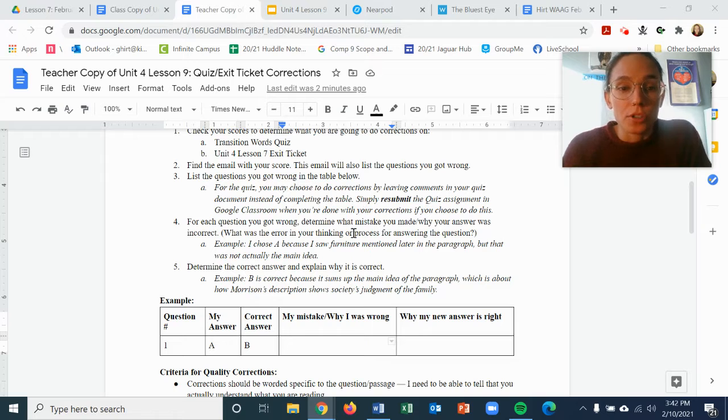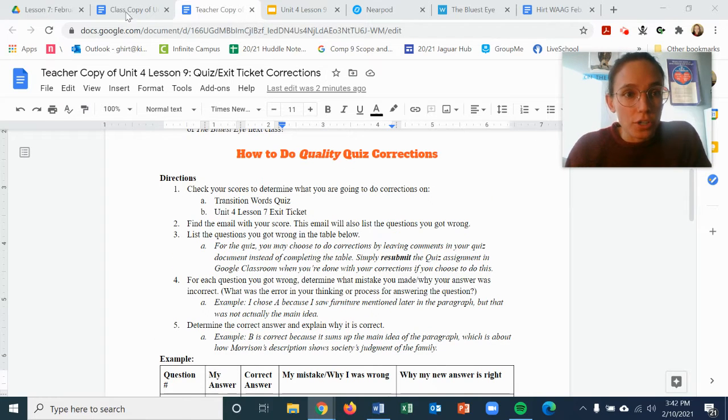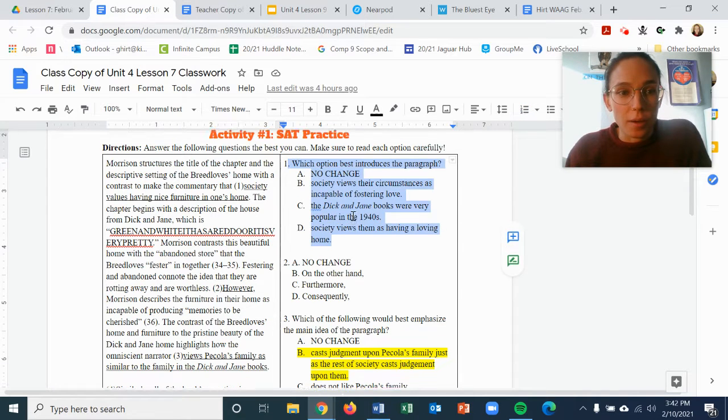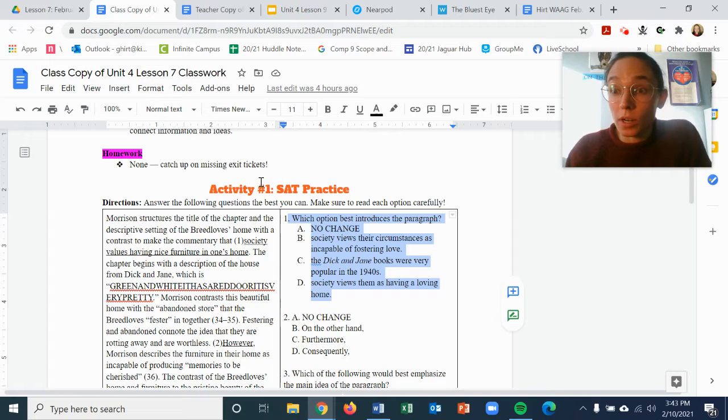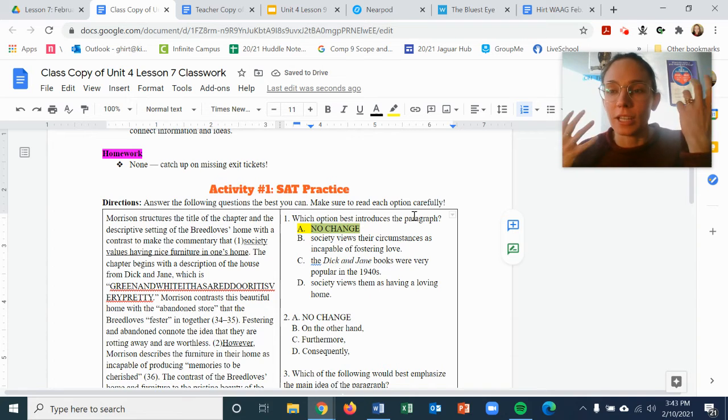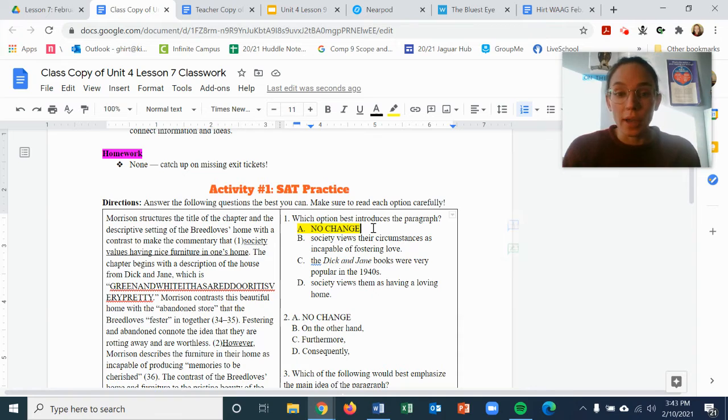So to do a correction, first you have to pick a problem that you got the question wrong. So we're going to use this first one from the lesson 7 classwork practice as an example. Say I chose A as my answer, and then I find out I got that answer wrong. Bummer. It's fine, I'm over it, I'm learning. So I know A is wrong. My first step is to figure out why that is wrong.